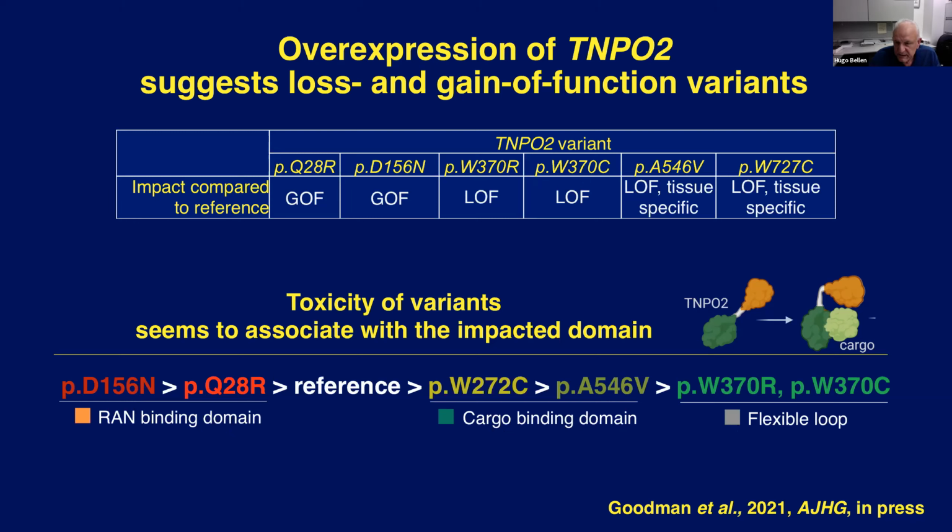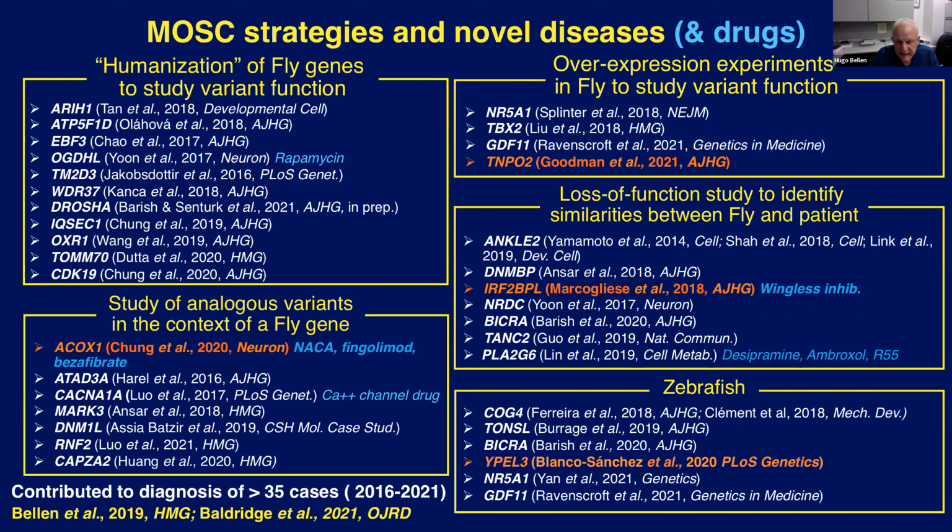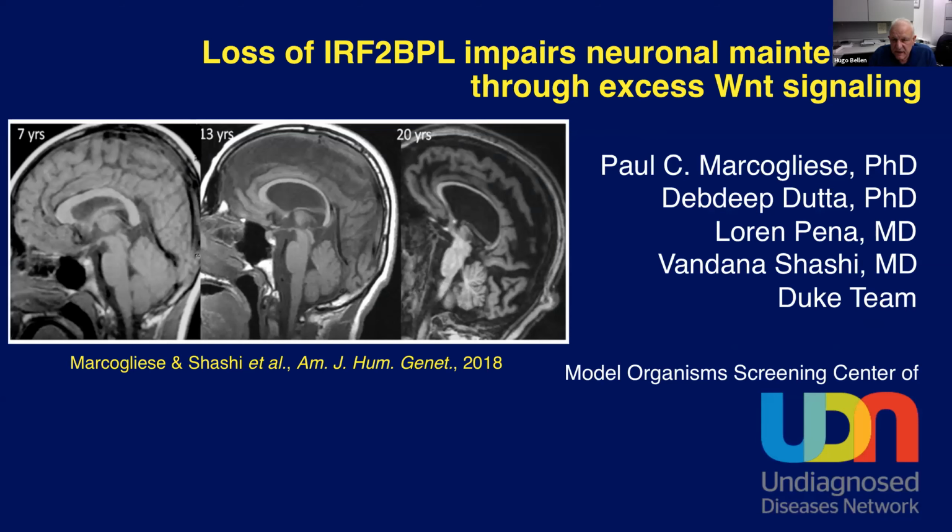So based on this, I want to step back and go to the last two stories that I wanted to cover. The first one is IRF2BPL, which refers to this gene here, and the story in zebrafish, which refers to yippee-like protein 3. So loss of IRF2BPL impairs neuronal maintenance through excess Wnt signaling.